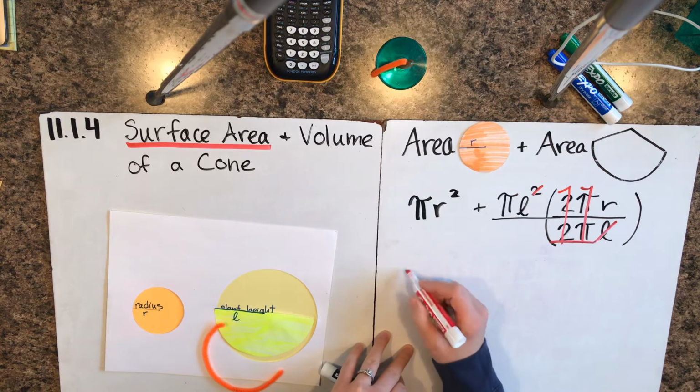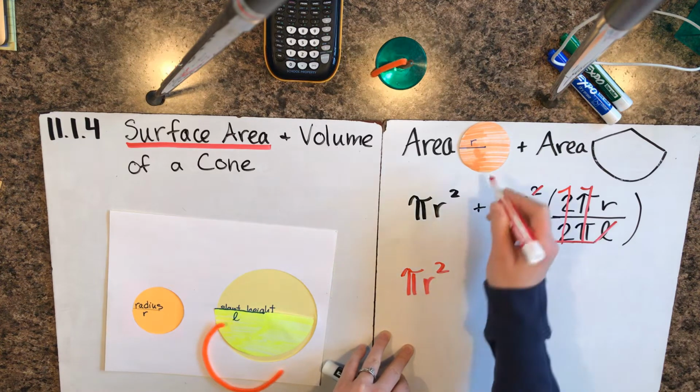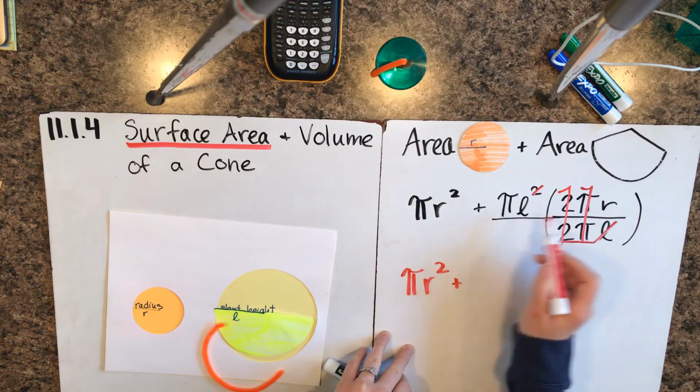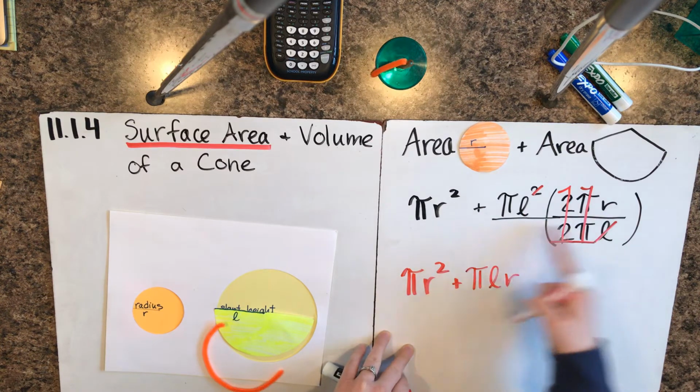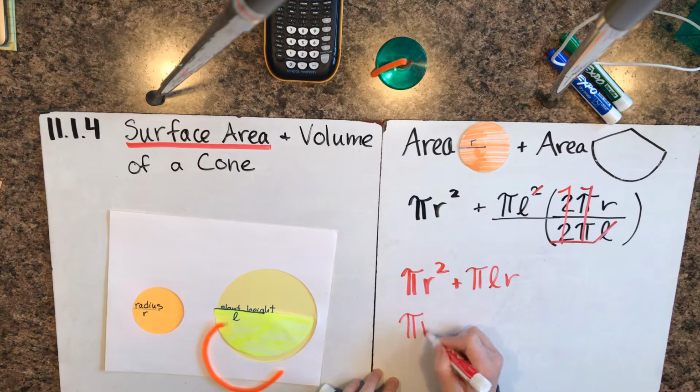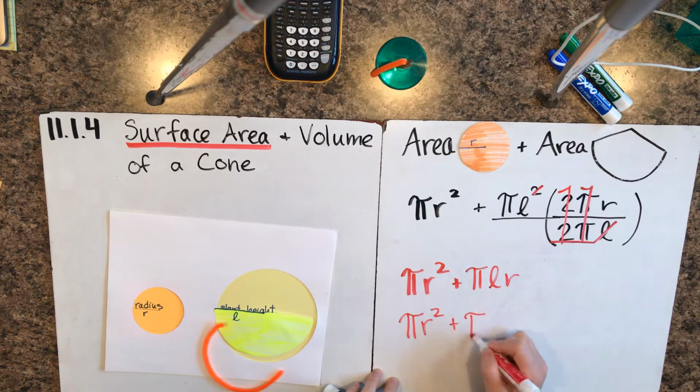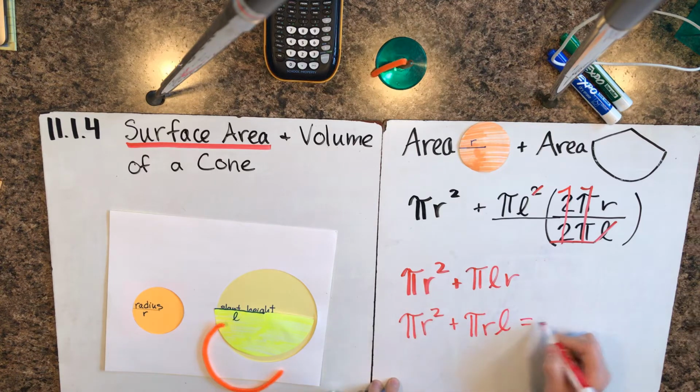So what I have, still pi r squared, that's the easy part. And then I have pi times the radius times the slant height. Now if I write it the way it looks like that. The way I learned the formula is pi r squared plus pi r l. I just flip-flop those, okay?